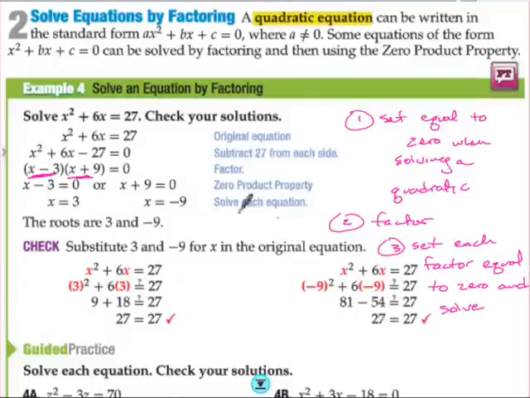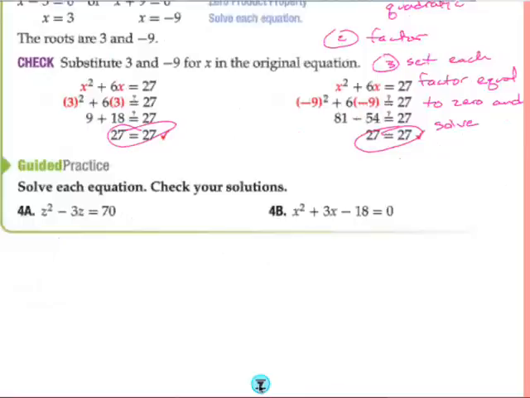Okay. So step 1, they set it equal to 0. Step 2, we factored. Step 3 is take x minus 3, set it equal to 0, get 3. Take x plus 9, set it equal to 0, get negative 9. The nice thing about this is that you can substitute 3 into the original equation, and you should get something that's true. You should be able to substitute negative 9 into the original equation and get something that's true. Okay? Let's take a look at an example here.